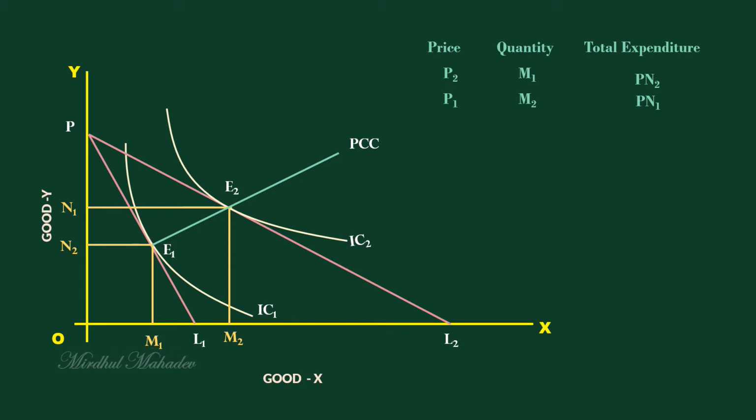Pn1 is less than Pn2. As the price falls, the consumer spends less on the commodity. So, the demand is relatively inelastic. The upward sloping price consumption curve signifies relatively inelastic demand.